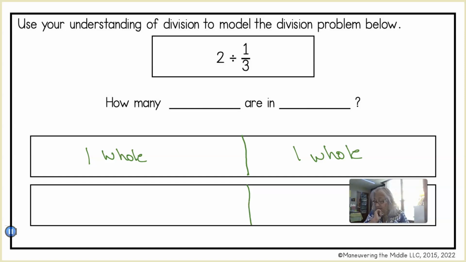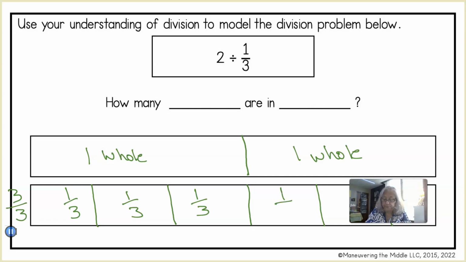And it's telling us to divide it into thirds. Well, how many thirds does it take to make a whole? 3/3 equals 1 whole. So this would be 1, 2, 3, 1, 2, 3. So each one is equal to 1/3.